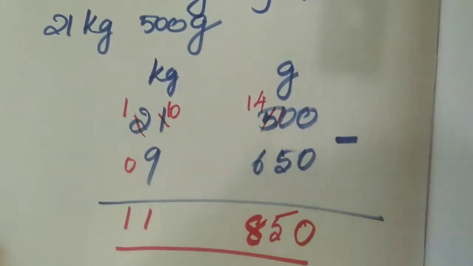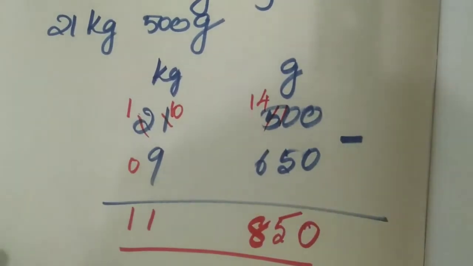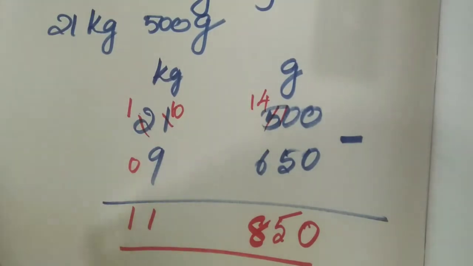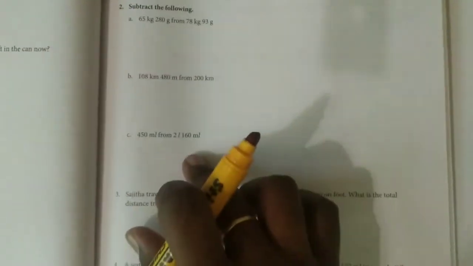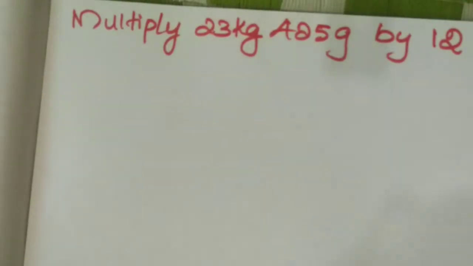Are you clear, guys? Likewise, your textbook contains more calculations, subtraction and addition problems. There are 3 problems regarding this. We discussed the first problem, so do the remaining 2 as well. Okay guys, our next section is multiplication of metric measures.